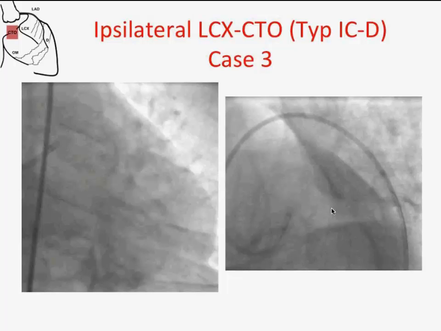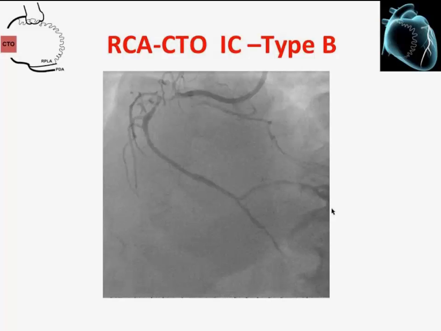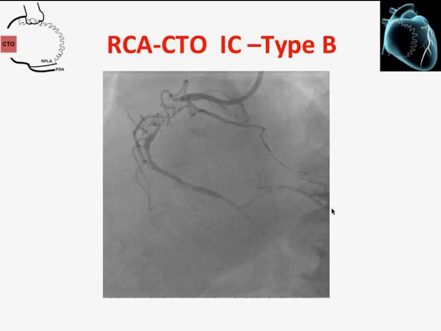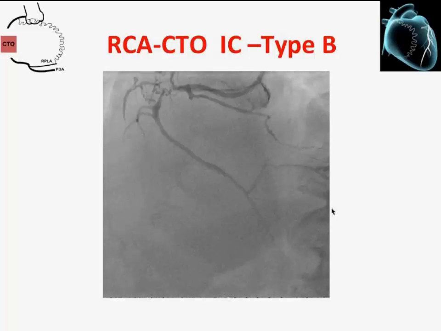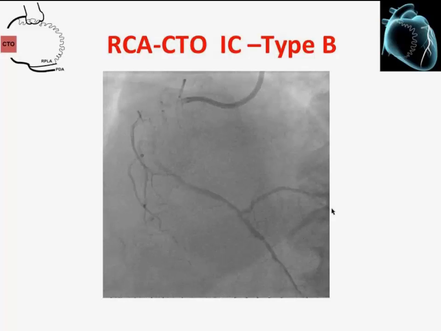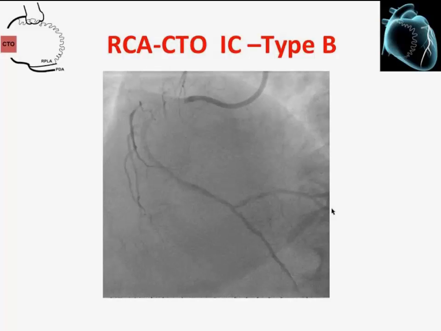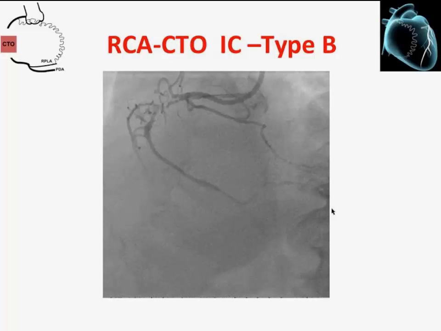Okay, here is a type B collateral connection. I'm going now to the ipsilateral cases from the RCA, which we haven't seen so much. I had never seen it before when I started to do this, to be honest with you. And this is my first right-to-right case, which I show you today.